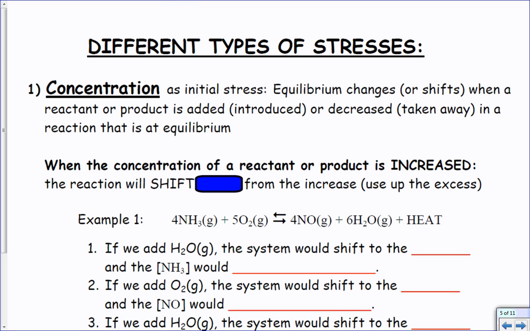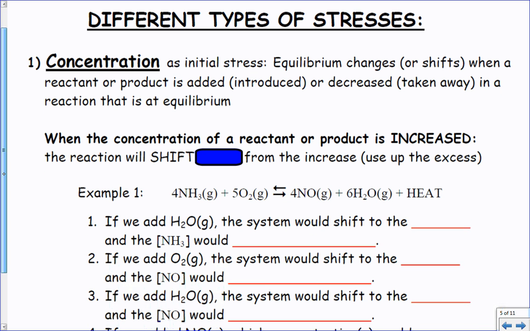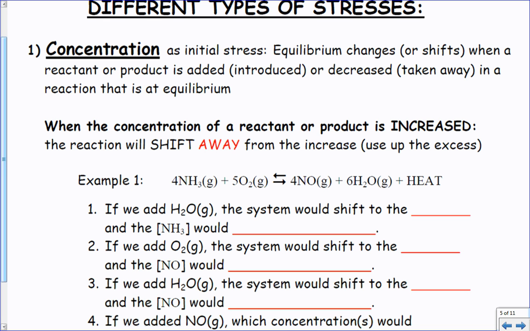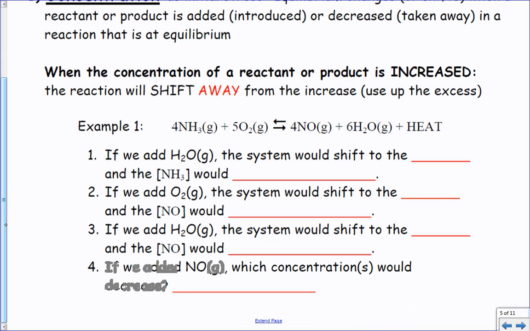So here is a kind of stress. Concentration is a stress. The equilibrium changes or shifts when a reactant or product is added or introduced, or decreased, taken away. When the concentration of a reactant or product is increased, the shift will go away from what I add. I will help you out with 2 of these, and you will need to do 2 of them. How about I do 2 and 4, and I'll show you how I do this.